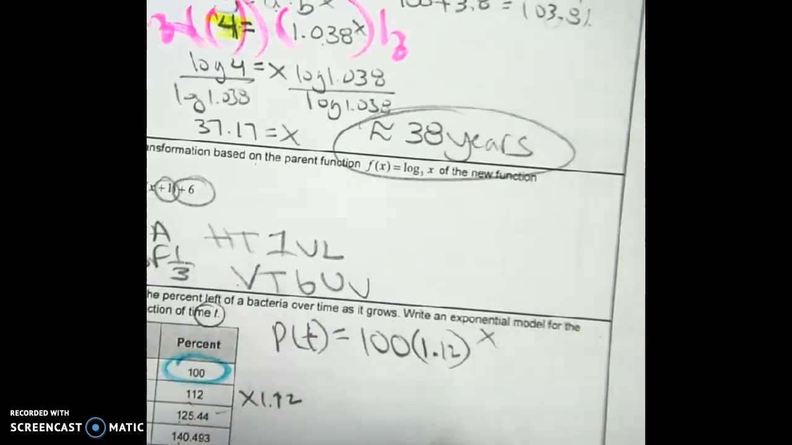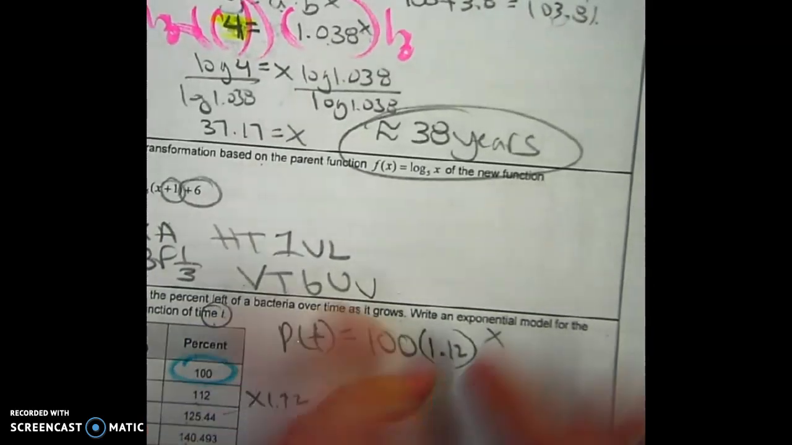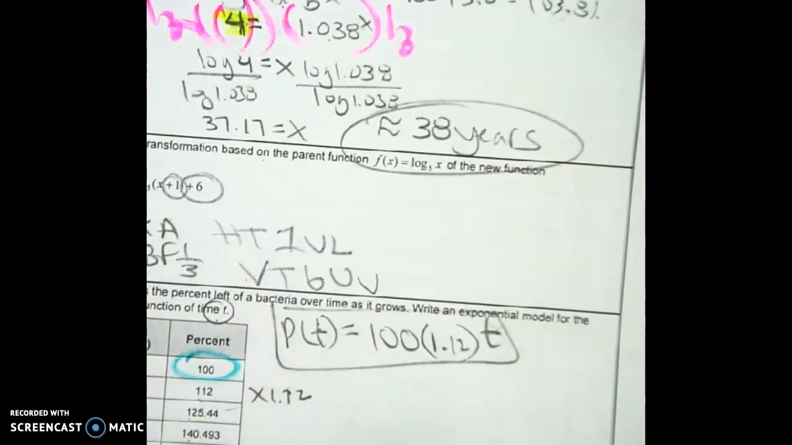So that's all they wanted. Ooh, but I'm wrong, because I said P in terms of T, so I need to say time, not X. Don't lose a point for that. That's it.